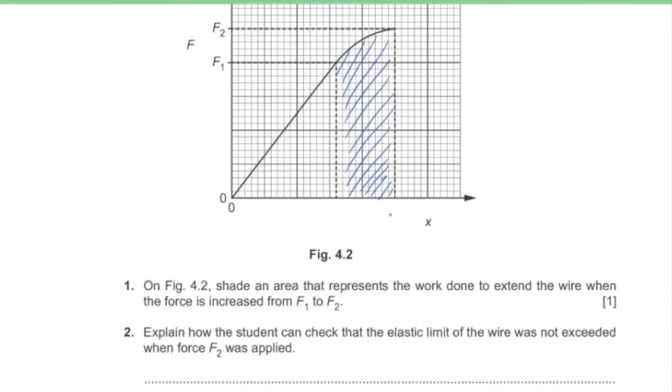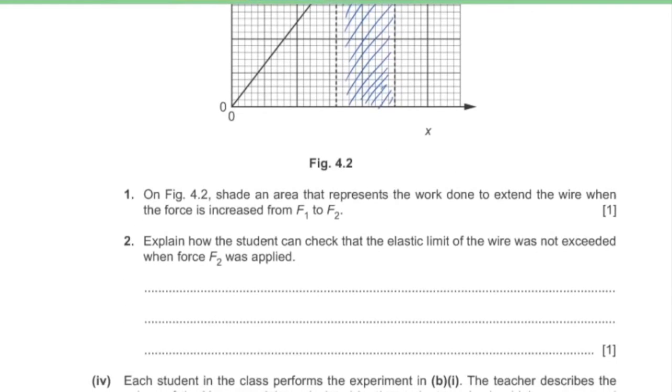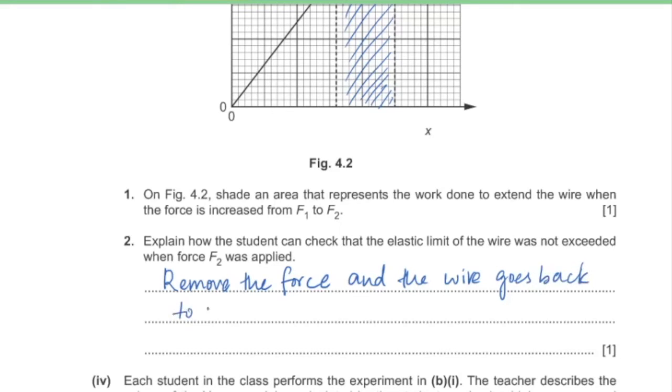Explain how the student can check that the elastic limit of the wire was not exceeded when force F2 was applied. So he can remove the force, and if the wire goes back to its original position, this confirms that it hasn't exceeded its elastic limit. So remove the force, and the wire goes back to its original length.